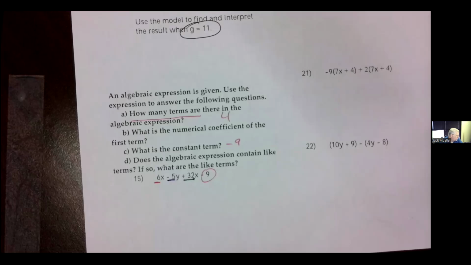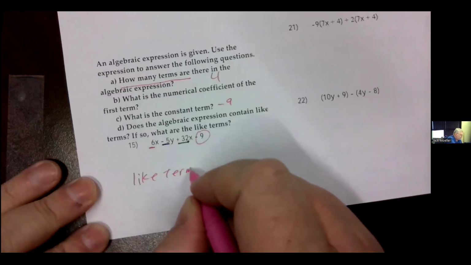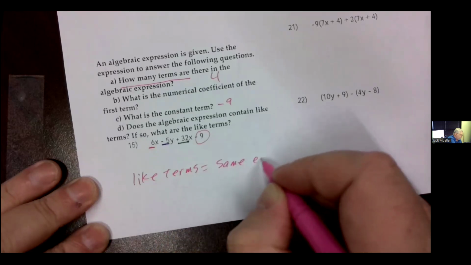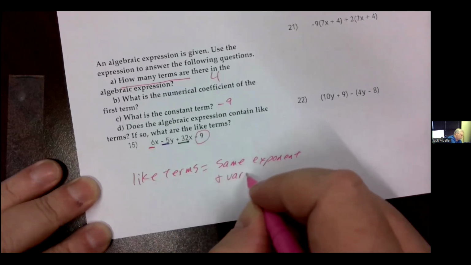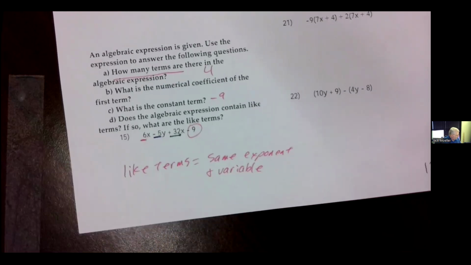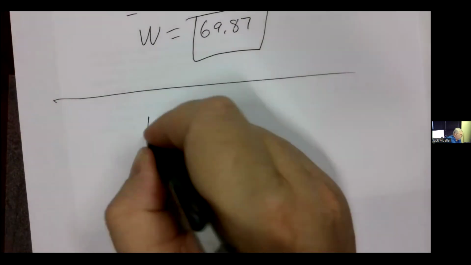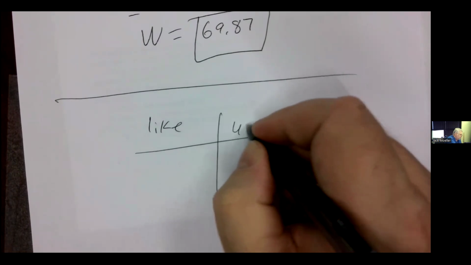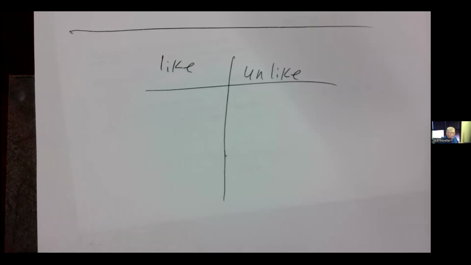All right. So next question is, does this algebraic expression contain like terms? Well, to be like terms, you have to have the same variable and the same exponent. Same exponent, same exponent and variable. Okay, so let's practice a couple of these. So we're going to do a table with like and unlike. And I'm going to give you some pairs, and I want you to see which group each goes into.